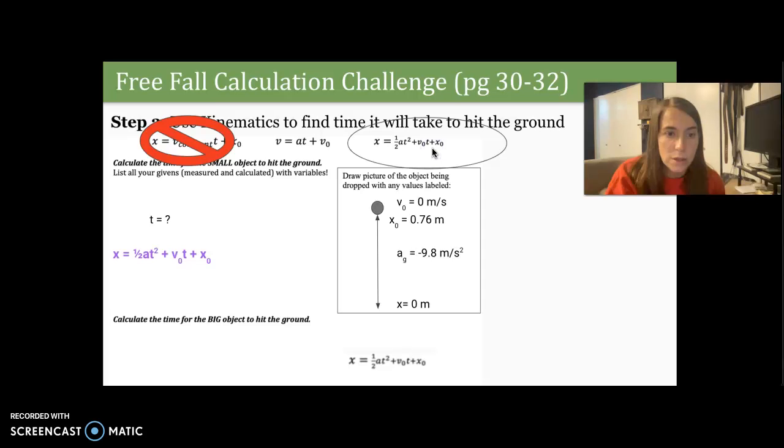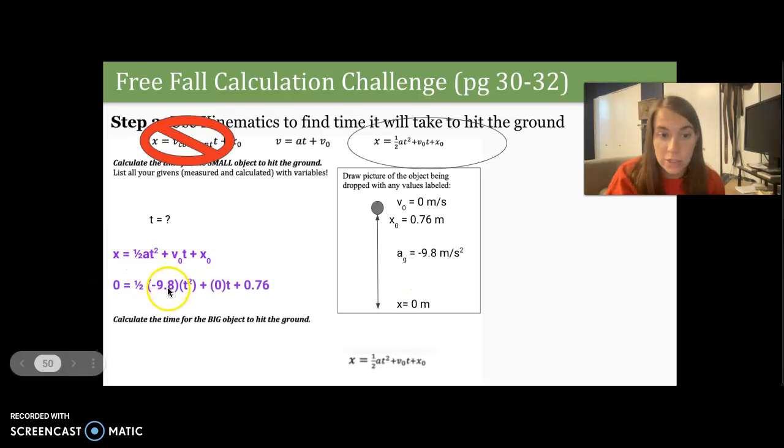All right, so first step is you write your equation in variable form. If you don't write it like that, you can't get a 3 on your formative or summative. Then you plug in your numbers, just whatever you have on your diagram. So x is 0. Acceleration in free fall is negative 9.8. That's for all objects always in free fall forever and ever on Earth. T is what we're looking for. Initial velocity is 0. T is also what we're looking for. And initial position is 0.76.